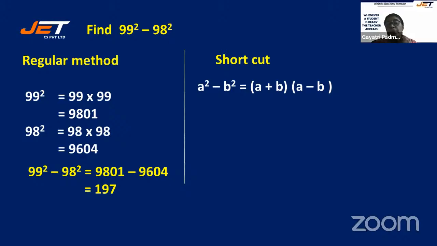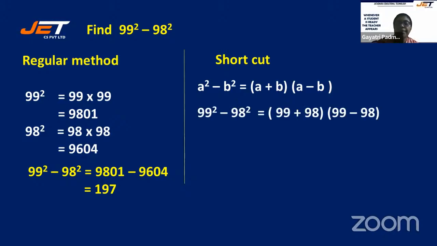We are using the formula a square minus b square. What is a square minus b square? It is a plus b into a minus b. So here you are assuming a to be 99 and you are assuming b to be 98. So now you have a plus b, which is 99 plus 98, into a minus b, 99 minus 98.